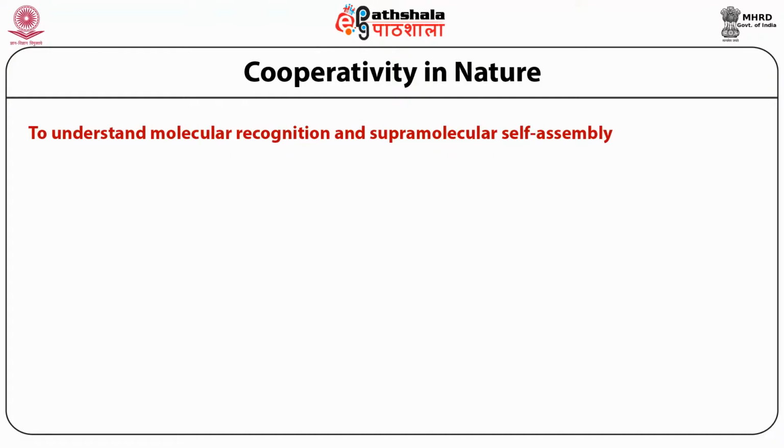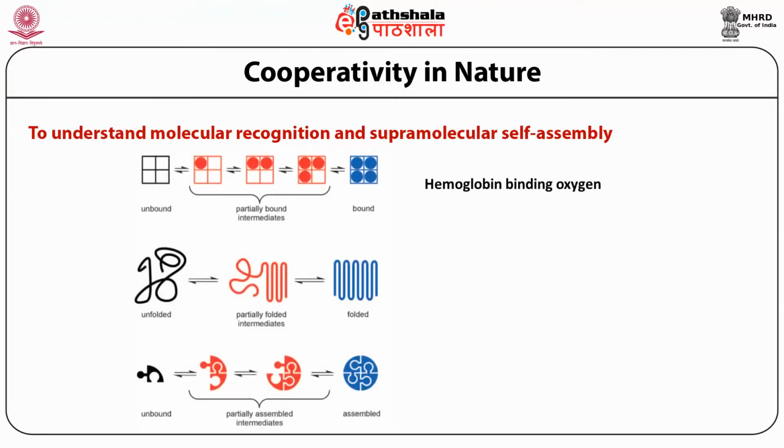Cooperativity is the central concept to understand molecular recognition and supramolecular self-assembly. Two classic examples of cooperativity are hemoglobin binding oxygen and protein folding. When hemoglobin binds oxygen, there is one unbound state, and hemoglobin has 4 sites, so oxygen can bind to all the 4 sites, which is the completely bound state, but it goes through some partially bound intermediates. Similarly, in protein folding, you have an unfolded protein and it goes to a completely folded conformation through some partially folded intermediate.